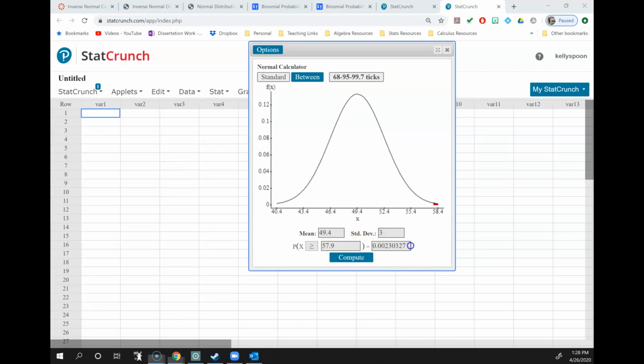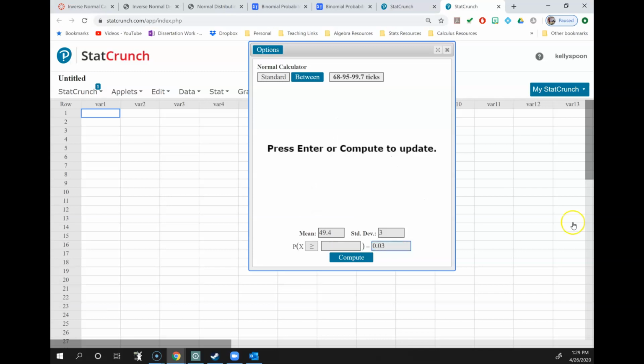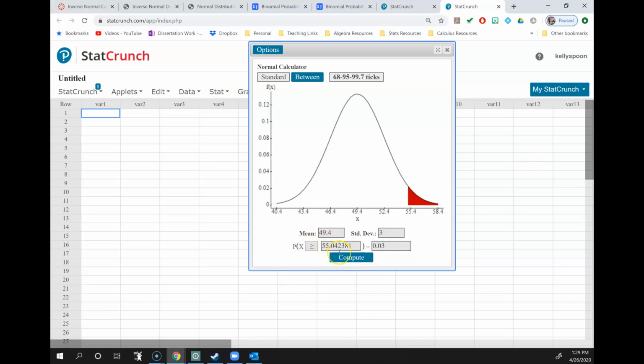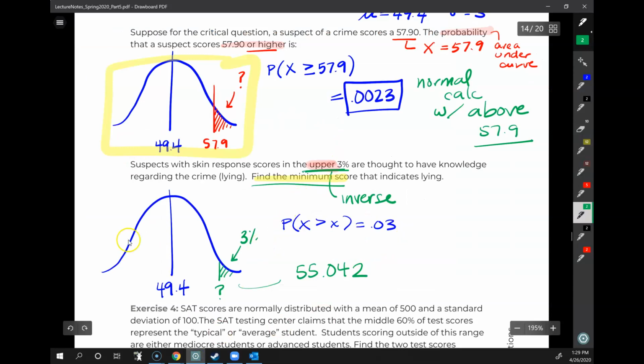But let's see if we can figure out how to do this if we want to do this as an inverse calculator. So StatCrunch doesn't have an inverse calculator that's separate. I believe I can just type in here the probability I want and whether it's above or below, and then I can press compute. So that's that thing that's kind of nice. I just have to give it whatever I want, and I'll have to go to a different calculator. So I still get that 55.042 using StatCrunch's built-in calculator. That was the answer to this problem.